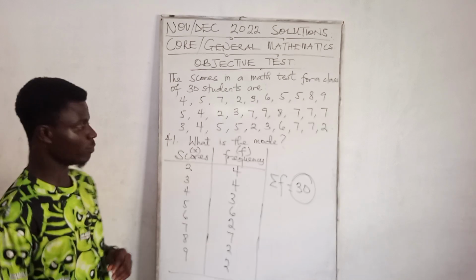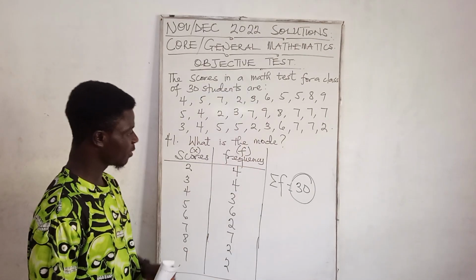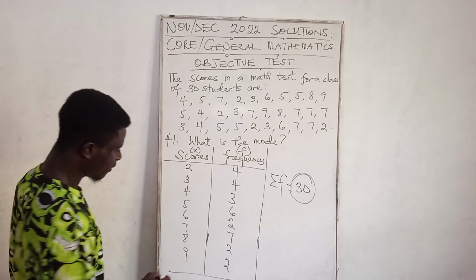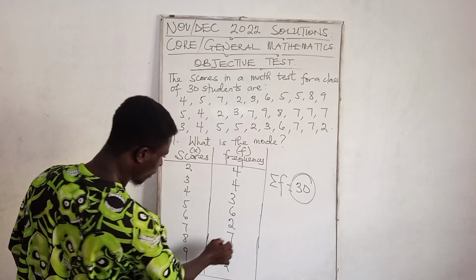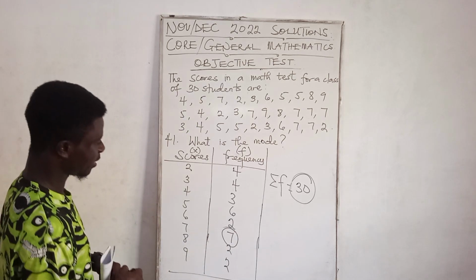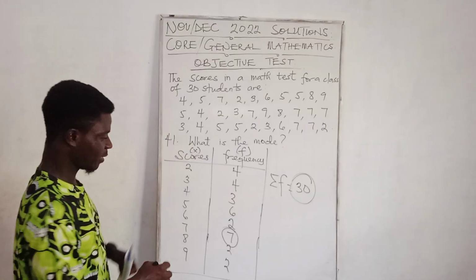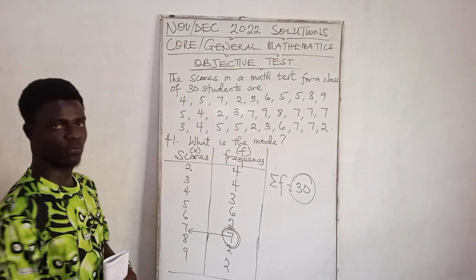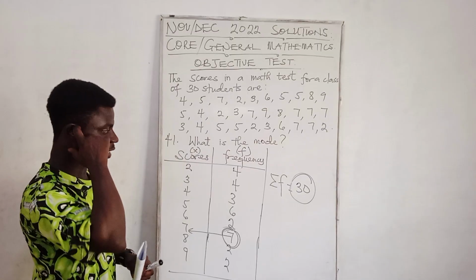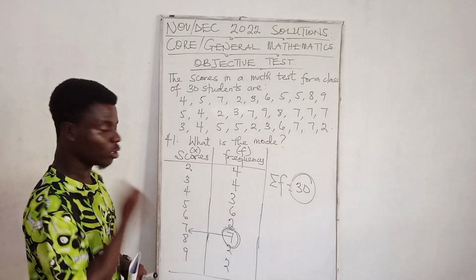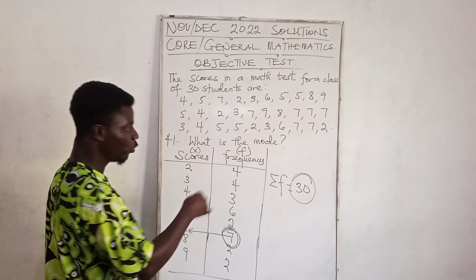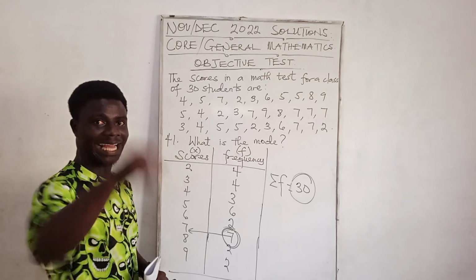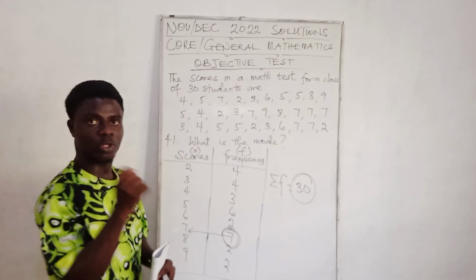Now we want to find the mode. So you have to check the frequency, the highest frequency here. The highest frequency is 7. And this is not the mode. You have to trace it to the x value to determine the modal score. The x value is telling you the mode.